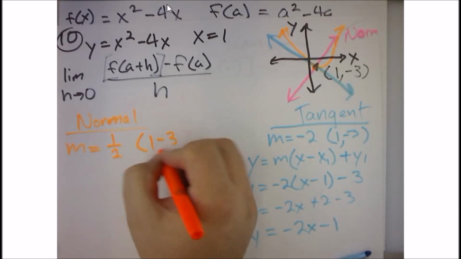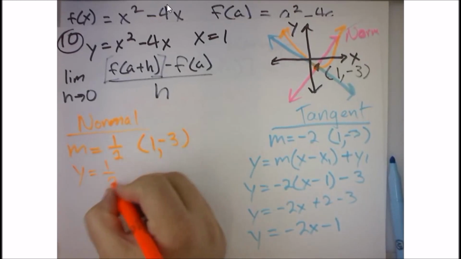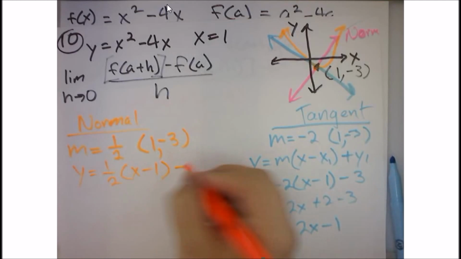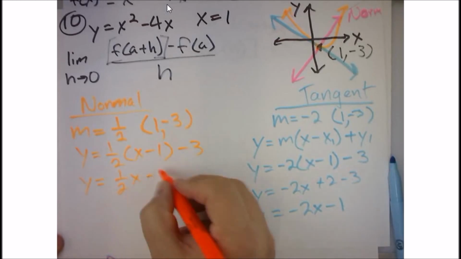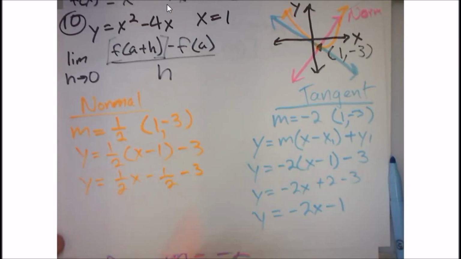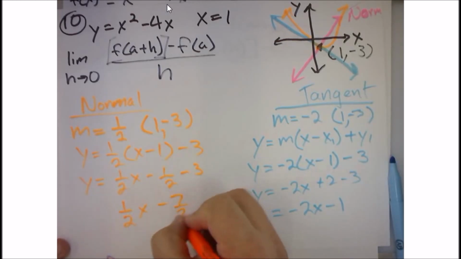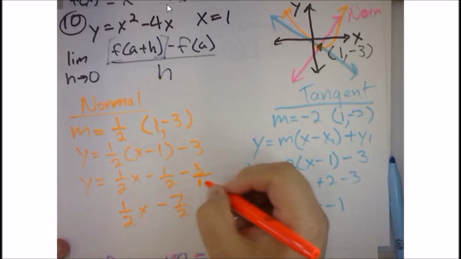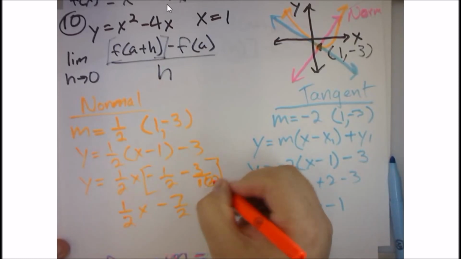So it'll be the same thing. Well, it'll be a little different, right? I'm going to plug this into 1/2 times the quantity x minus 1 minus 3, distribute the 1/2 through the parentheses, so I get 1/2 x minus 1/2 minus 3. Now, that's really negative 3 and 1/2, which is negative 7 over 2. If I want to have a common denominator so I can add these, I just multiply this by 2 and multiply this by 2.